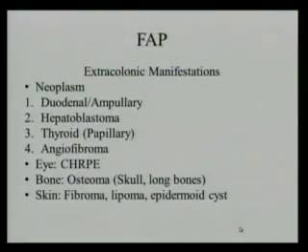So what about extracolonic manifestations? Cancer can be, second most common, duodenal or ampullary, hepatoblastoma, thyroid, mainly papillary cancer, angiofibroma. In the eye, they can develop a lesion called CHRPE, congenital hypertrophy of retinal pigment epithelium. They can develop bone osteoma. They can develop fibroma, lipoma, or epidermoid cyst in the skin.